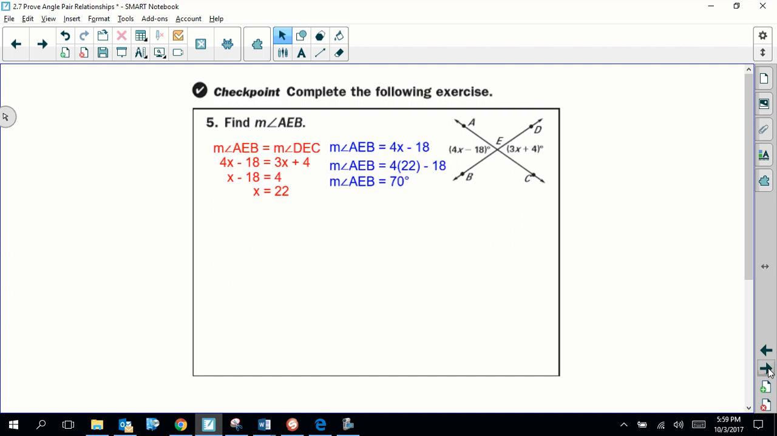The two angles have to be equal in measure, so the expressions are equal to each other. Solving for x, I get 22. Once I know that x is 22, I'm going to go back, substitute it into the expression for angle AEB, and it's going to work out that angle AEB is 70 degrees.